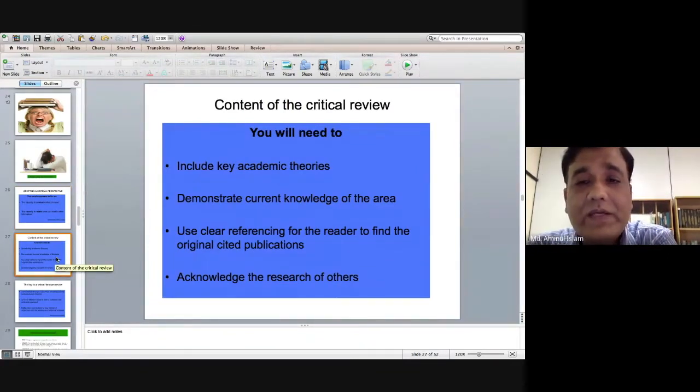Now, when we do a critical review, we need to have this in our summary. First of all, we need to identify the key academic theories in that area. We have to demonstrate the current knowledge of the area. Please remember, those of you who are doing a PhD or thinking of doing a PhD, I need you to have 40% latest papers. So if you have 200 papers in the reference list at the end of your report, then you should have 80 papers based on the last 5 years. So you have to have a demonstration of current knowledge in the area.